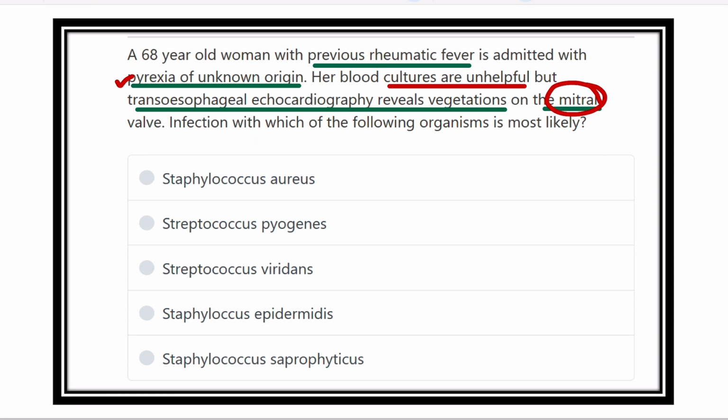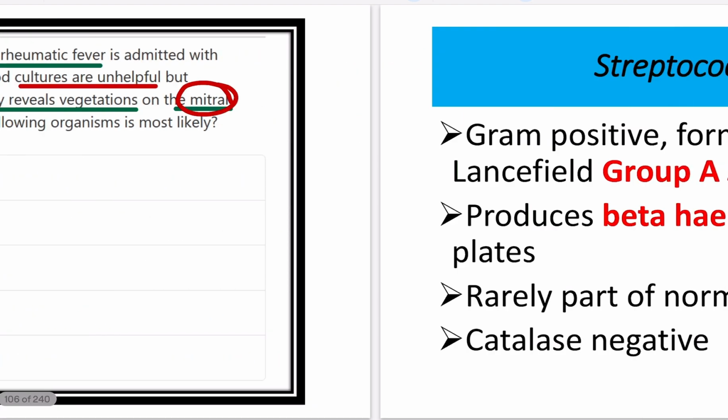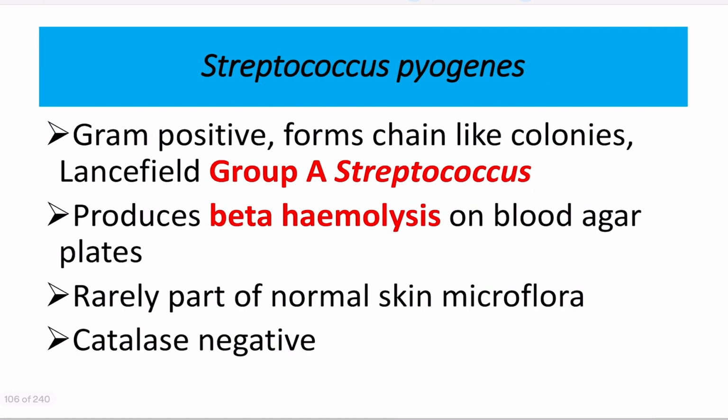Which organism is responsible? Here the options are Staphylococcus aureus, Streptococcus pyogenes, Streptococcus viridans, Staphylococcus epidermidis, and Staphylococcus saprophyticus. So which may be the answer? First of all, let's see the Streptococcus pyogenes. So the Streptococcus pyogenes, it is a coccus.